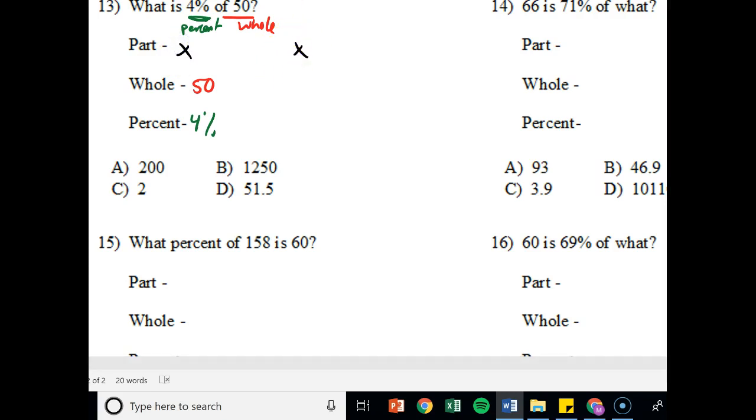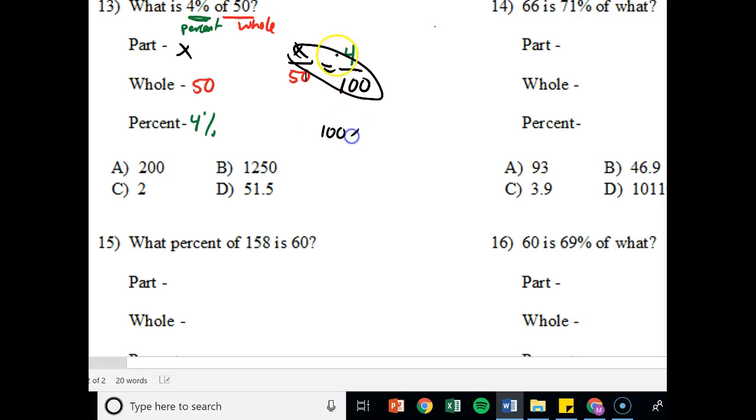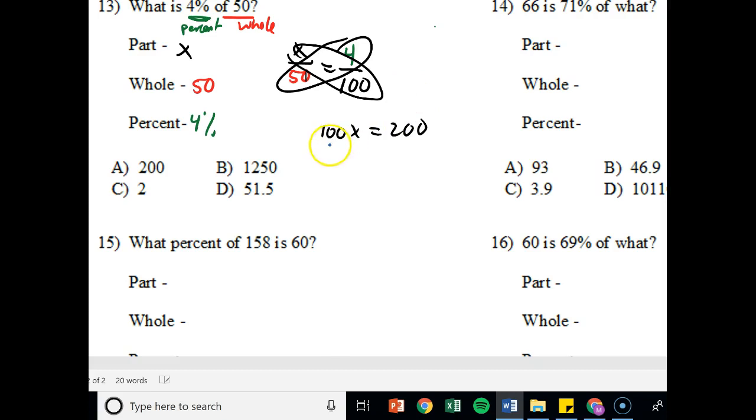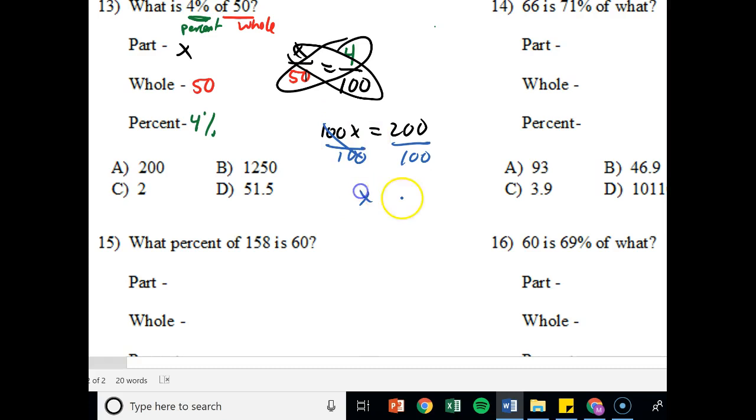So x over 50 is equal to 4 over 100. So what number out of 50 is 4%, right? So when I do my cross multiplying, I get 100 times x, so 100x, 50 times 4 is equal to 200, and then I just go ahead and divide by 100. So the answer is x is equal to 2. That means 2 out of 50 is just 4%.